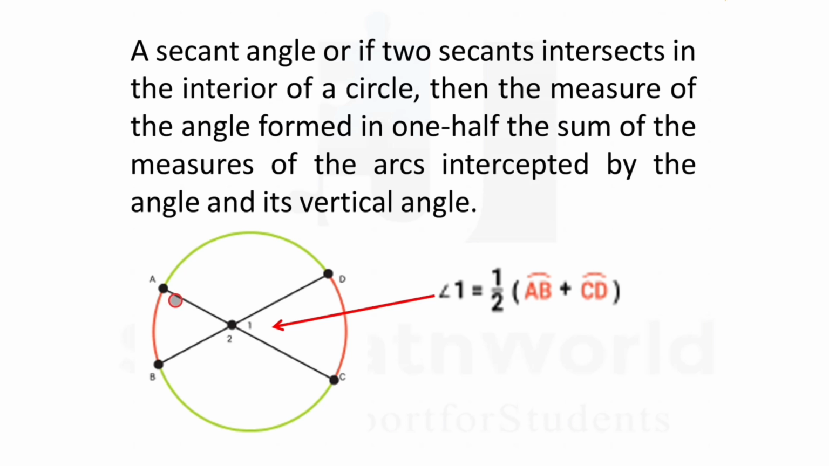Kapag ang secant ay nag-intersect dito sa loob, i-add natin yung intercepted arc nito at saka yung intercepted arc dito sa kabila. So, add then divided by 2 or multiply by 1/2. Kapag naman angle 2, for the angle 2, ang arc na sakop ni angle 2 ay ito. We have here the AD, and so ito plus the BC. So, i-add natin itong arc dito at saka yung arc dito. Tapos, multiply by 1/2.